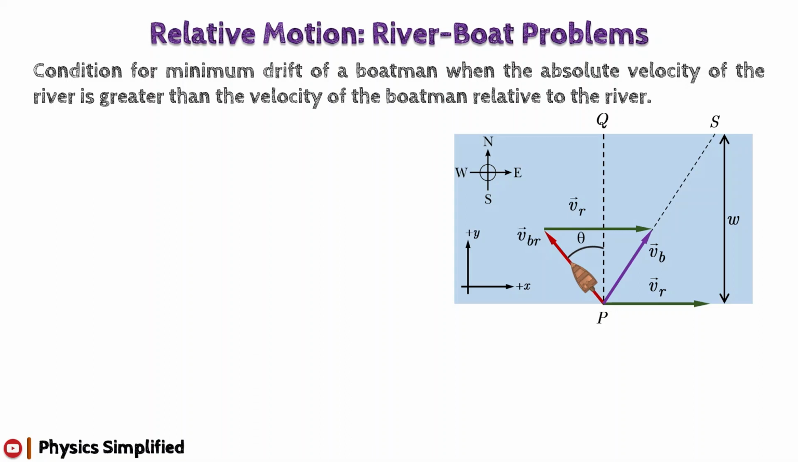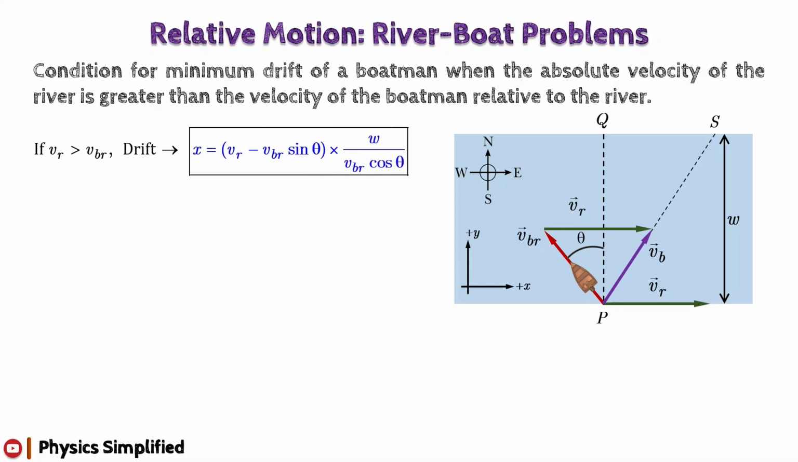If the boatman steers his boat at an angle theta to PQ upstream, the drift of the boatman is given by x = (v_r − v_br sin θ) w / (v_br cos θ). W is the width of the river.